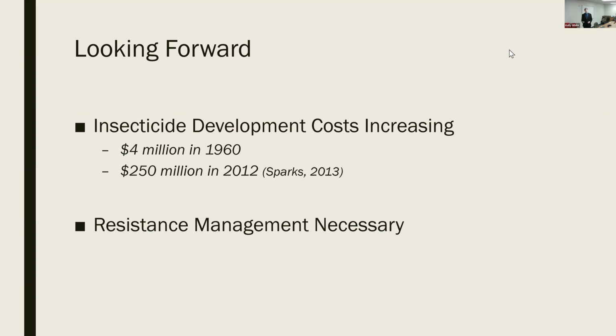It is not sustainable to continue utilizing insecticides the way we have and allowing resistance to develop the way that it has in the past. Insecticide resistance management is a necessary part of maintaining the sustainability of insect control in agriculture.